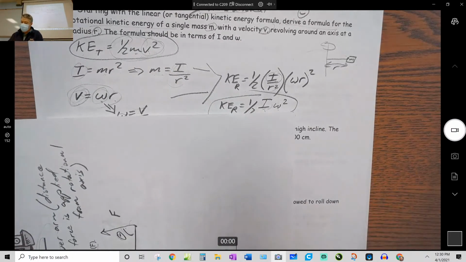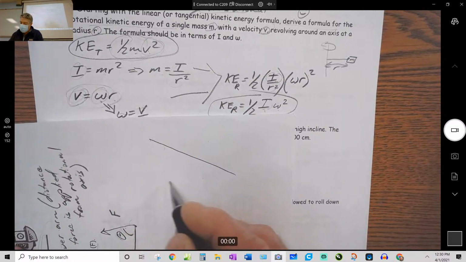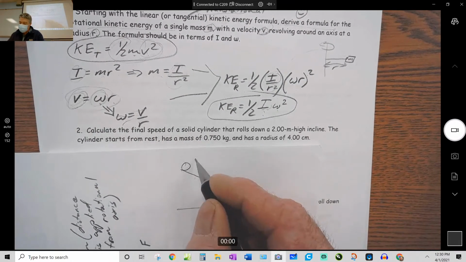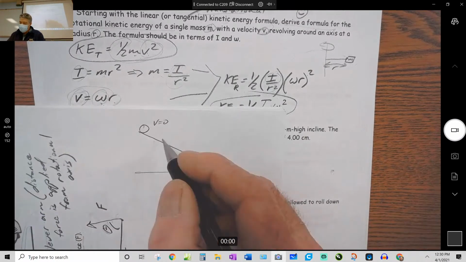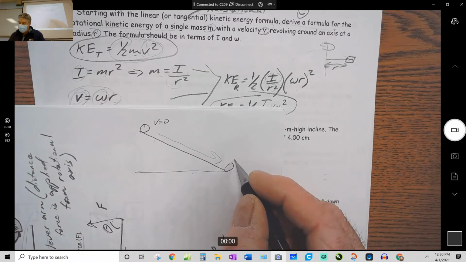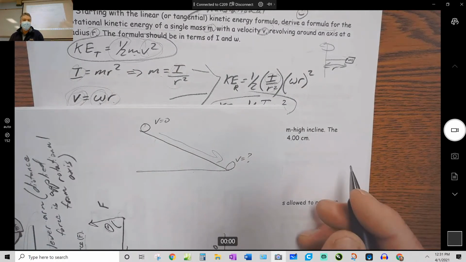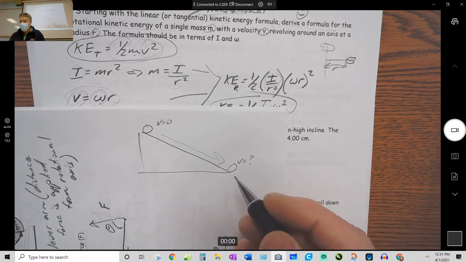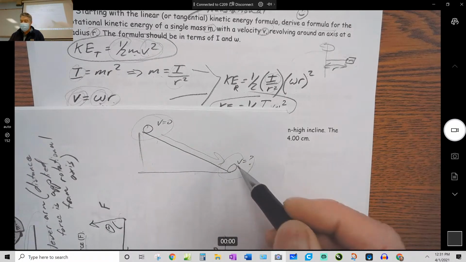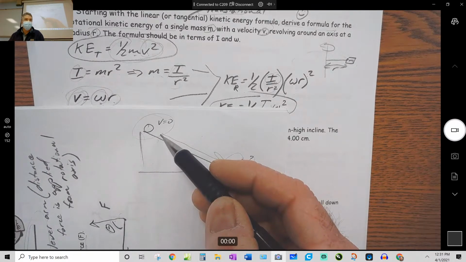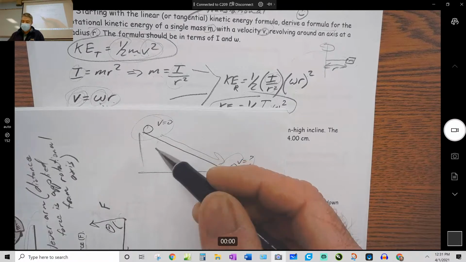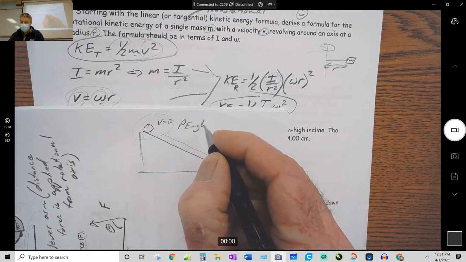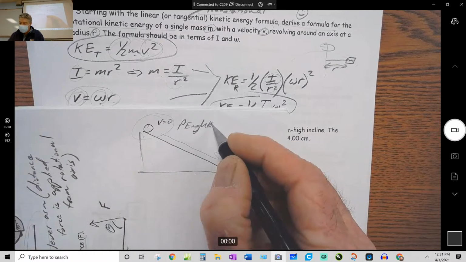Let me just really quickly draw this. I don't want to use space in my paper, but it would look like this. Here's the cylinder, starts from rest, and it's going to roll down here, and we want to get the velocity here. And if you think back to conservation of energy, it's going to have one kind of energy here and another kind there. What kind does it have at the top? Potential energy. So the potential energy it has here is going to be equal to mgh. Oh, mgh, just one h.